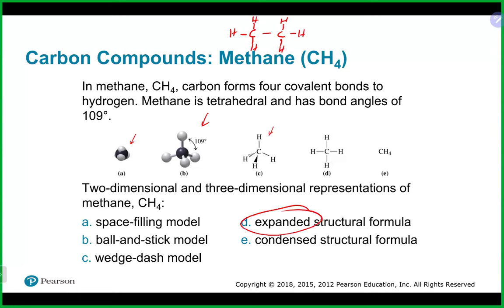What is the condensed formula? The condensed formula is you don't draw out the hydrogens, essentially. You just keep them together. So you could write CH3, CH3. That would be the condensed formula. There's also a line structure formula. And line structure formula is the most basic that you could have.